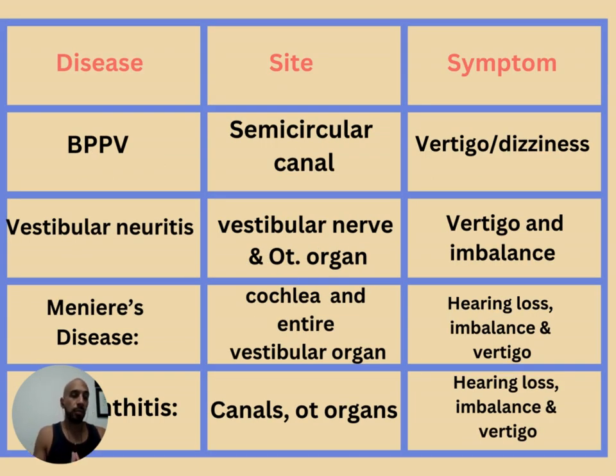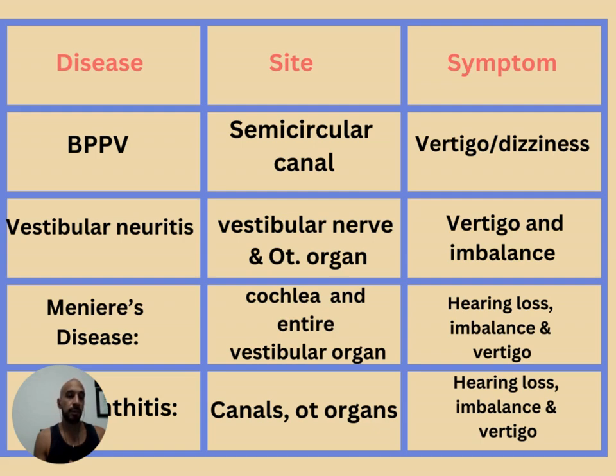So here are some common diseases that affect the vestibular system. Number one, and the most important one, and the main topic today, is BPPV, benign paroxysmal positional vertigo. It's called positional because it only happens when you change position. So the crystal went inside the semicircular canal, you move the head, and it causes dizziness and vertigo. Vestibular neuritis is an infection or inflammation of the vestibular nerve and the otolith organ. The symptoms will be vertigo and imbalance.